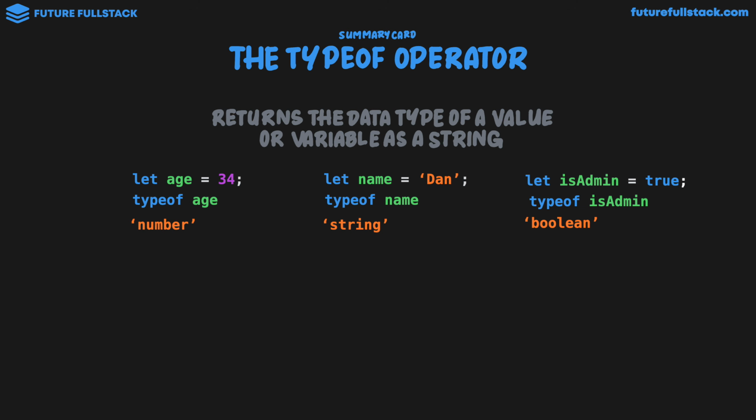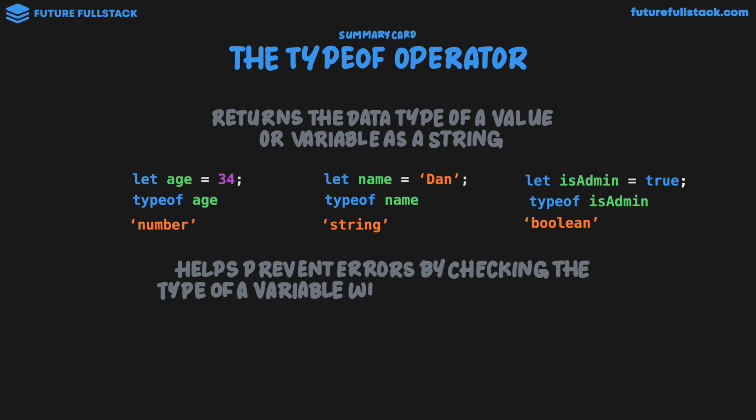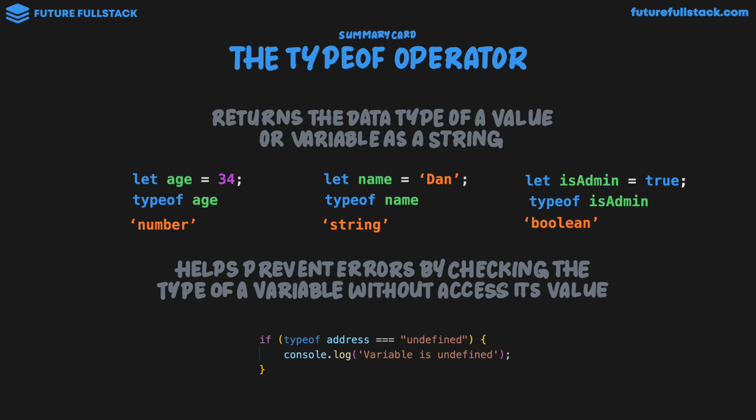The main use case of the typeof operator is it helps prevent errors by checking the type of a variable without accessing its value. We saw we could do something like this. We would use the typeof operator to see if the value is equal to undefined. Now we did this because if we just try to check if the value of address is the primitive value undefined, this resulted in an error. So this is a safer way of doing it because it prevents us actually having to access the value. Now, I did mention this kind of technique is part of a more advanced topic, but I did just want to show you the main use case of the typeof operator.